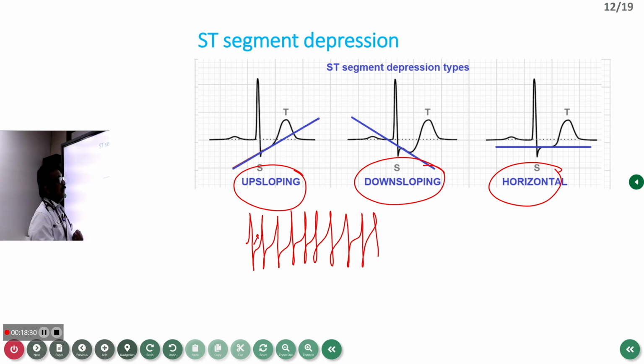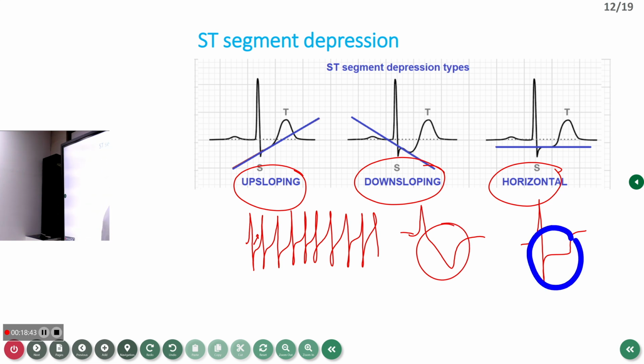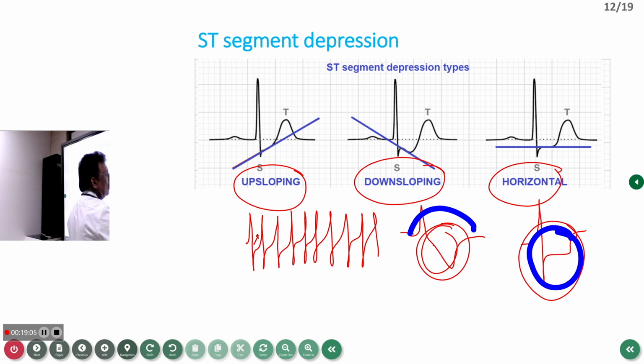So here it is a downsloping ST segment. Here it is a flat ST segment. So this and this both are abnormal. Most of the time this is not abnormal; it is mostly rate dependent. Downsloping ST depression can be due to ischemia. This has to be due to ischemia only. Here it can be due to various other conditions like left ventricular hypertrophy, right ventricular hypertrophy, ectopic beats. All these things may cause downsloping.